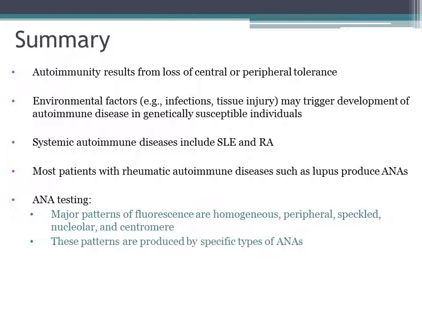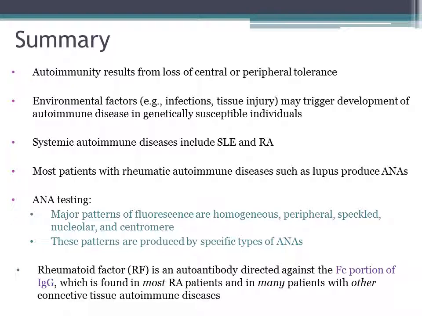A low titer ANA, for example, may not help in the diagnosis of some of these things because we can see these lower titers in individuals with other disorders. The rheumatoid factor, or RF, is an autoantibody directed against the Fc portion of IgG. It's found in most RA patients. However, it too is not totally specific, and it is often found in patients with other types of autoimmune diseases.